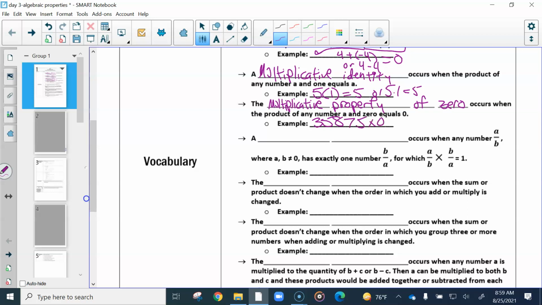Literally, it doesn't have to be the same number. Pick whatever number you want, multiply it by 0, it equals 0. Big, small, negative, decimals, doesn't matter. Variables, doesn't matter.